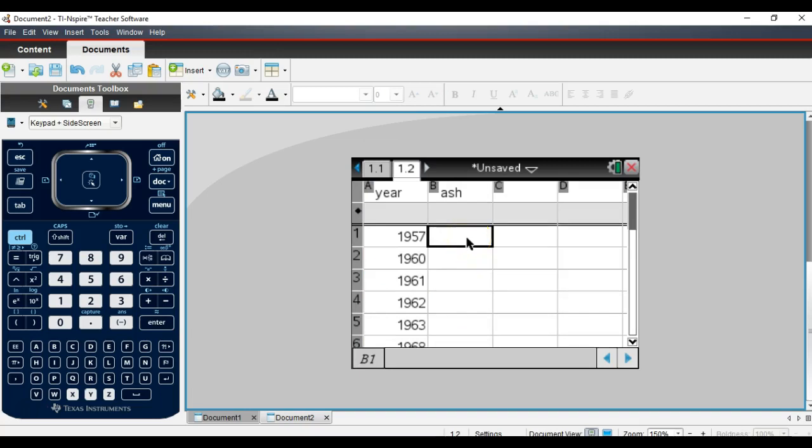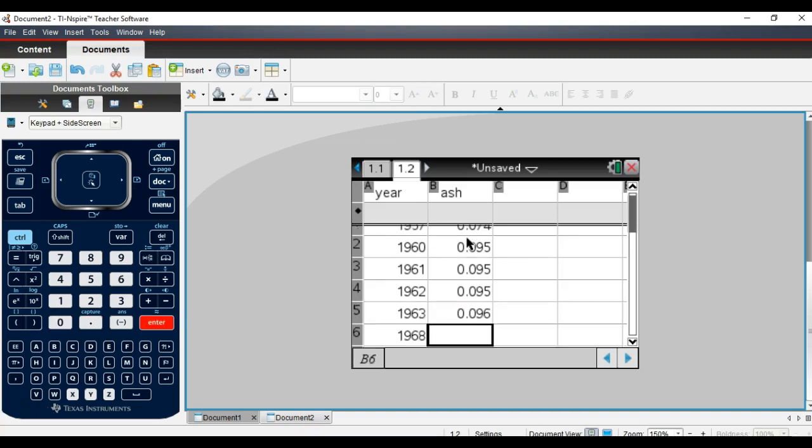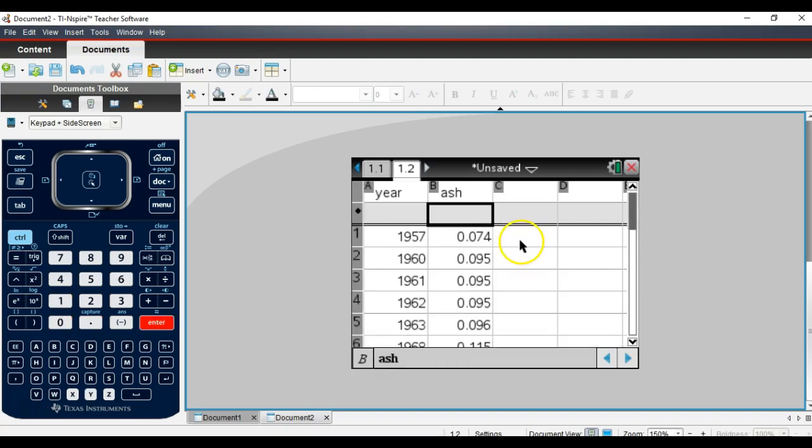And then the eruption of ash. So 0.074, 0.095, 0.095, 0.095, 0.096, 0.115, 0.115, 0.142, 0.152, 0.152, and 0.160. Make sure I've got all of those correct.